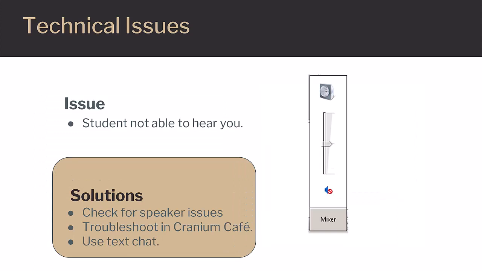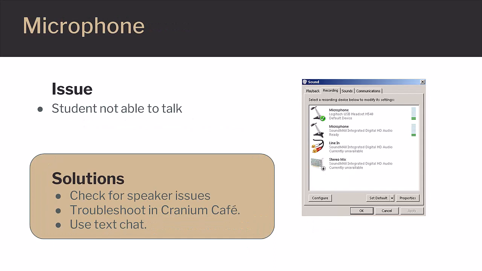If a student is not able to hear you, first, have him check to make sure his speakers are turned on and the volume is turned up. If he's still unable to hear, try troubleshooting your audio in Cranium Cafe. If the student is still not able to hear, use the chat to communicate. If a student is speaking but you're not able to hear him, help the student troubleshoot the issue. And if you are still not able to hear him, use the chat.